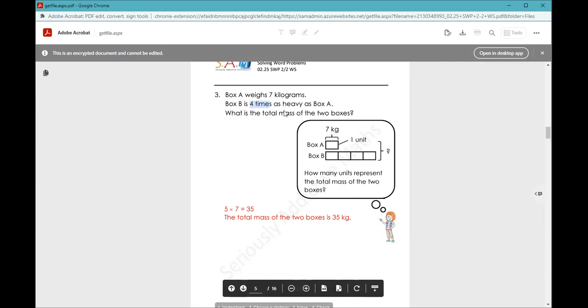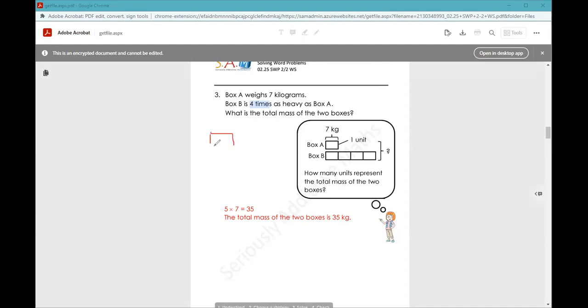2 bars. Okay, so for this one, again, our way of teaching students is drawing sentence by sentence. So box A weighs 7 kilograms. So what they do is they draw a bar first. I leave it to you how you want to draw, whether you want to draw a square or not. But this is what you should do: 1 sentence. So box A, and then weighs 7 kilograms. Okay, so this is 1 time.